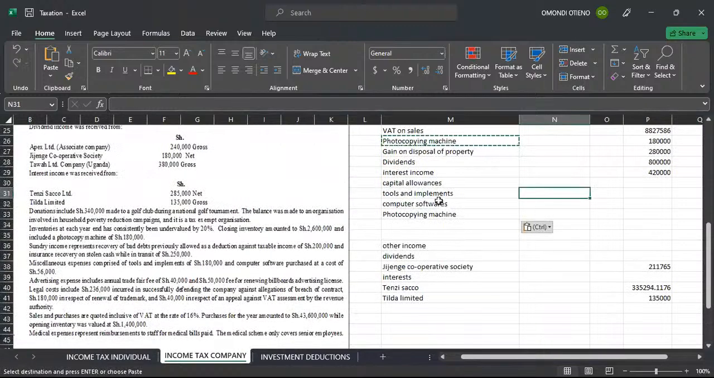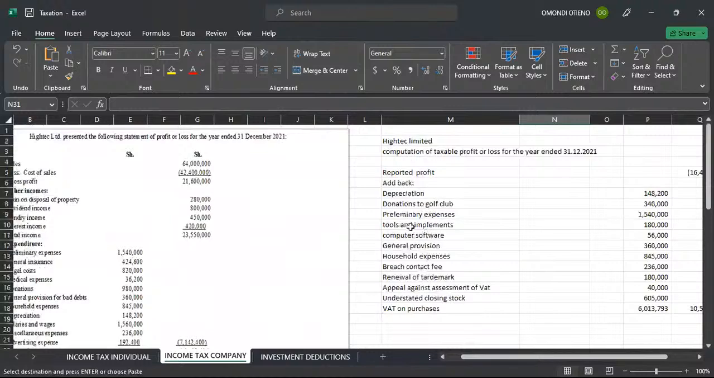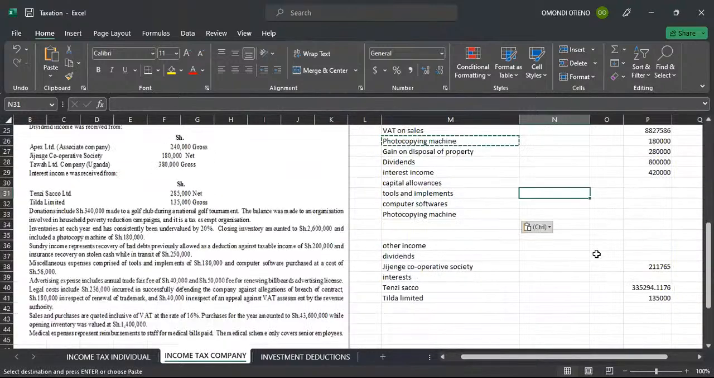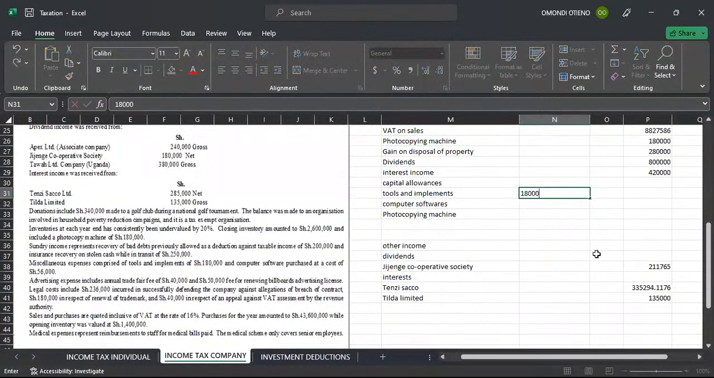So tools and implements, I think we had 180,000. Then computer softwares, we had 56. So here we have 180,000.